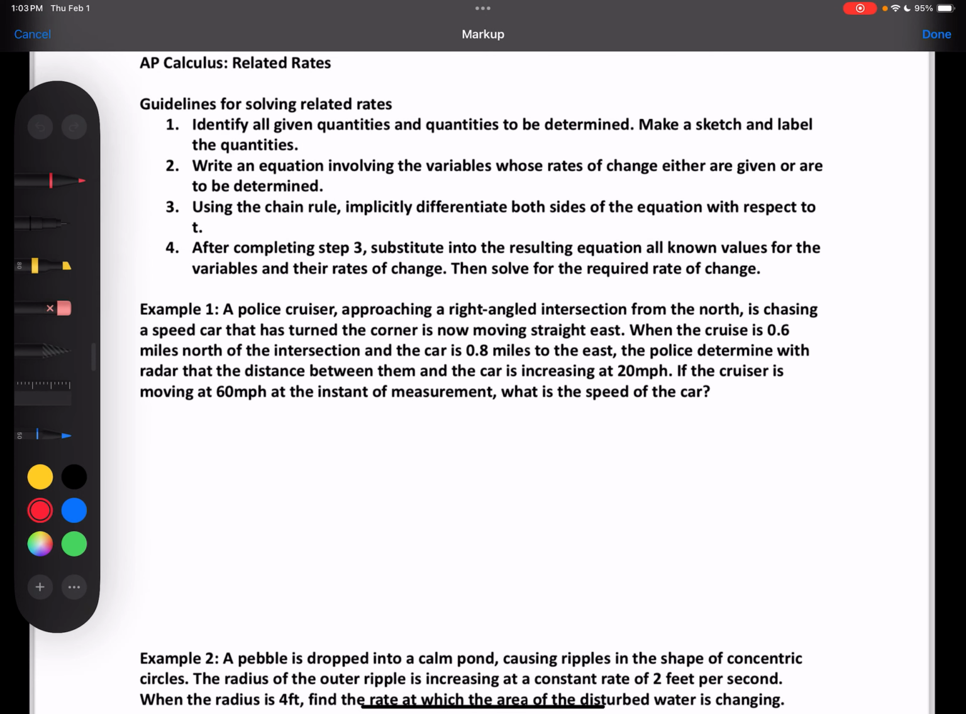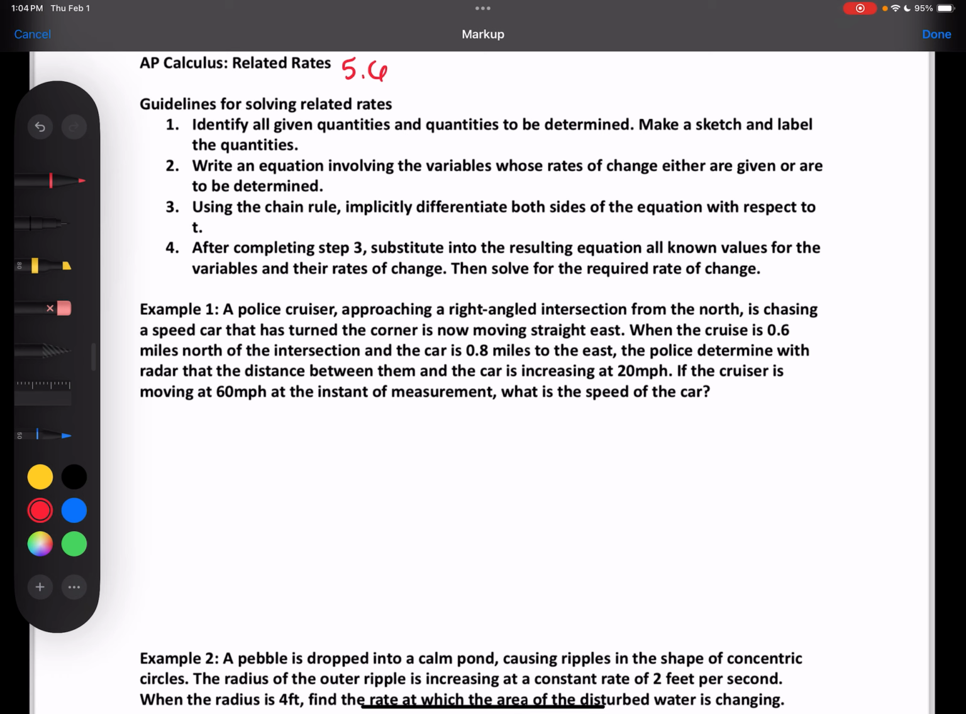Okay, so this is 5.6, just more of an FYI for y'all. The only notes for this are really what's written at the top here. So the guidelines for solving related rates. Identify all given quantities and quantities to be determined. So basically knowns and unknowns.